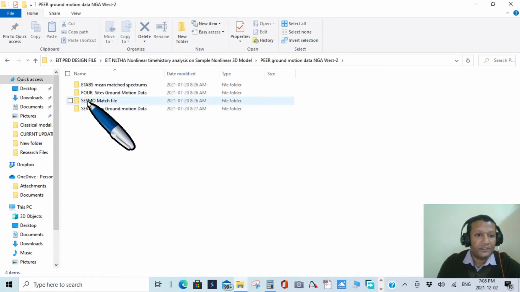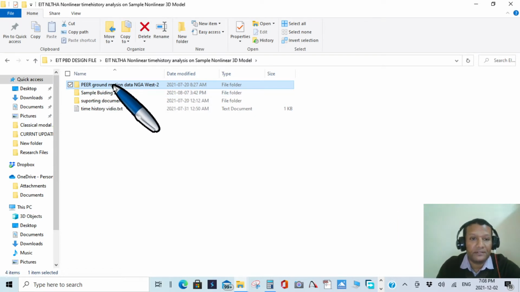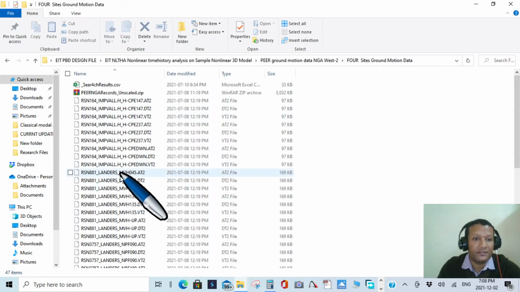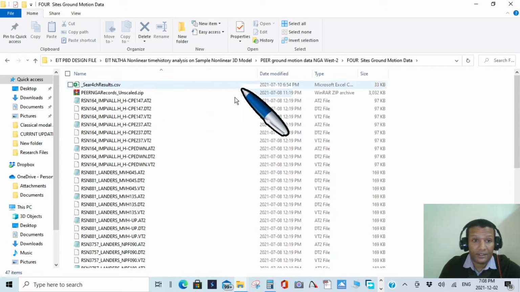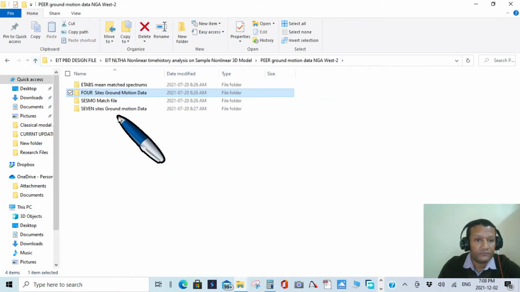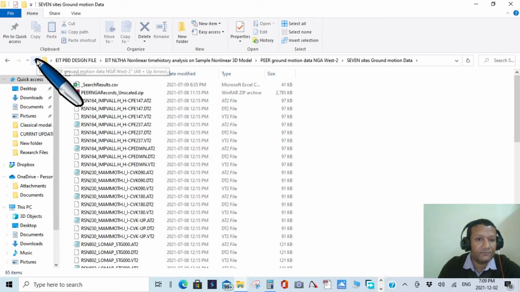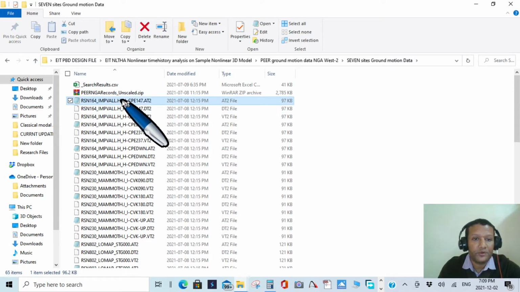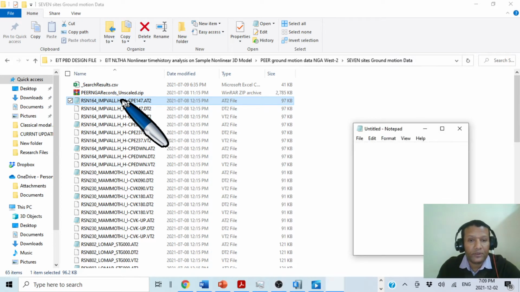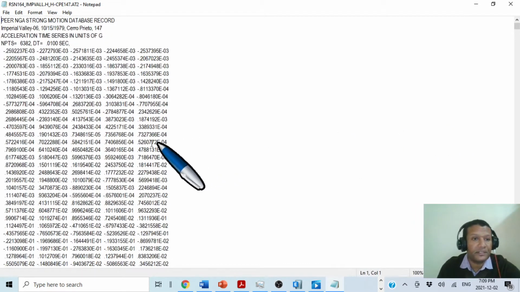ground motion from the PEER website. I extracted already 11 for our analysis. I extracted 11 ground motions from the PEER website. This is a real earthquake. Let me open it. This is real earthquake data. We will use it for our linear and nonlinear time history analysis.